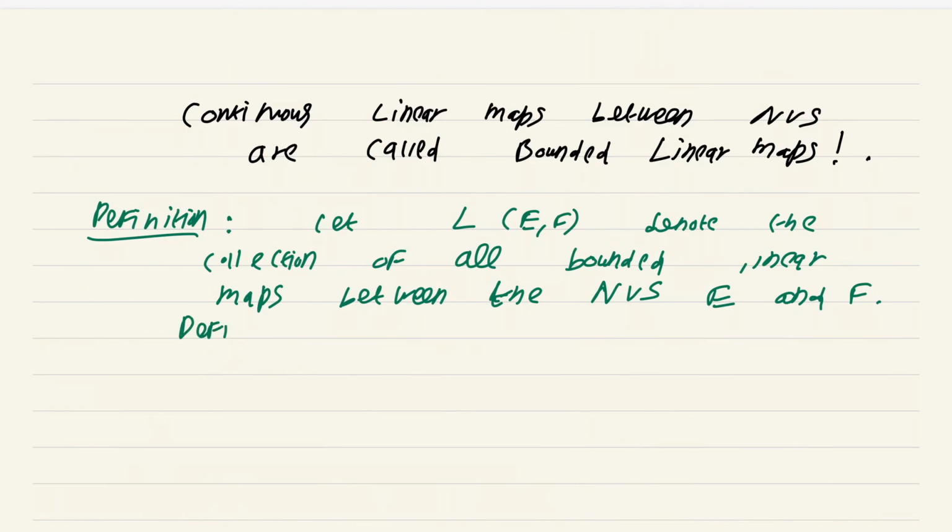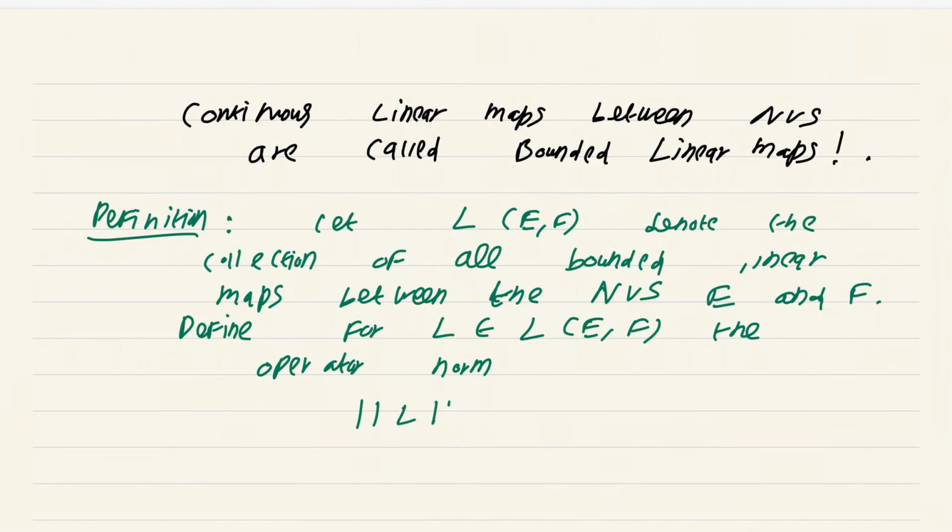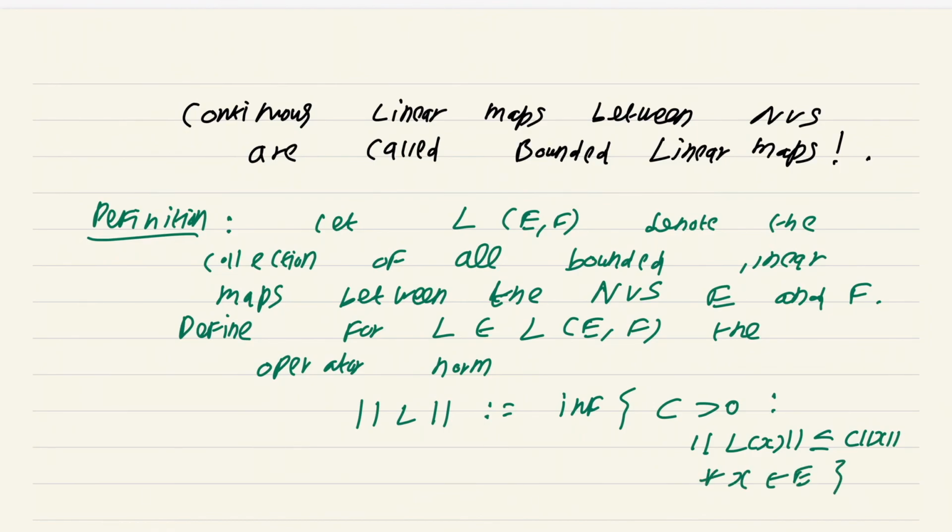Define, for L in L(E,F), the operator norm. Norm L is by definition the infimum of c greater than 0 such that norm Lx is less than or equal to c times norm x for all x in E. Okay, you look at the collection of all c's such that norm Lx is less than or equal to c norm x for all x in E. We know that there is at least one because this L is a bounded linear map. Look at the least possible one, the infimum, and that is defined as the operator norm of L.